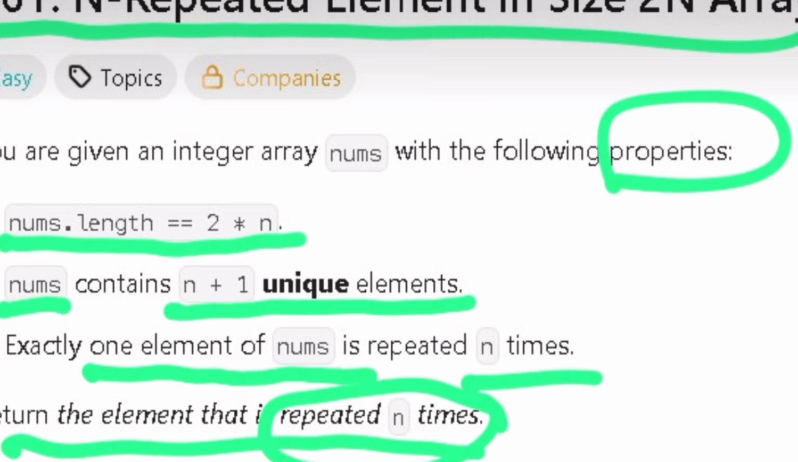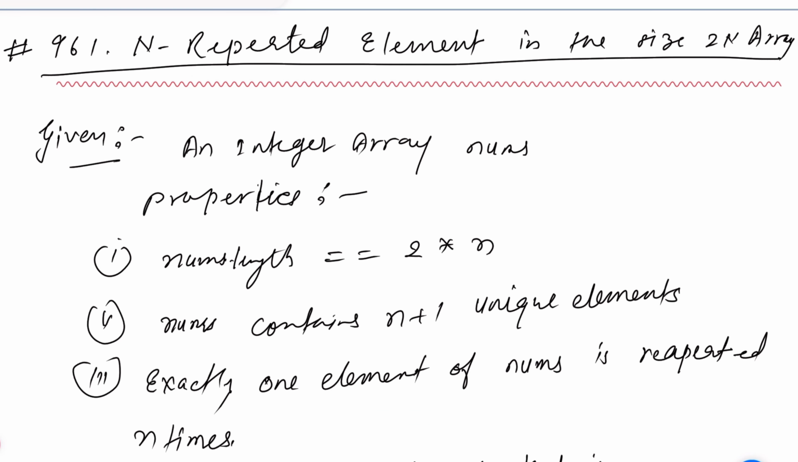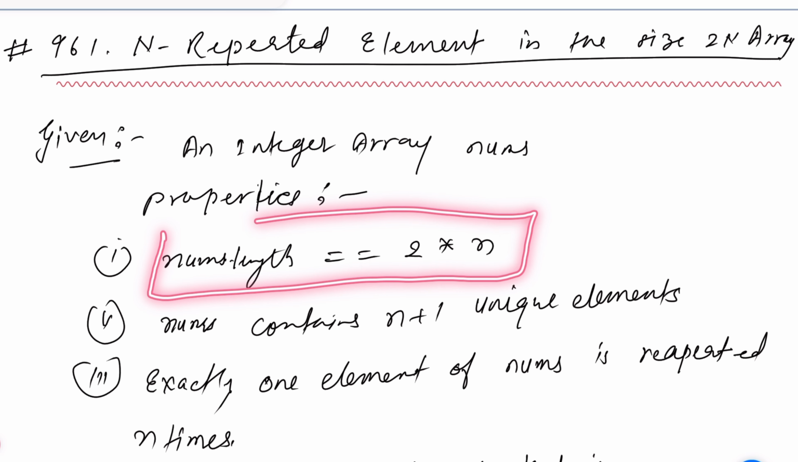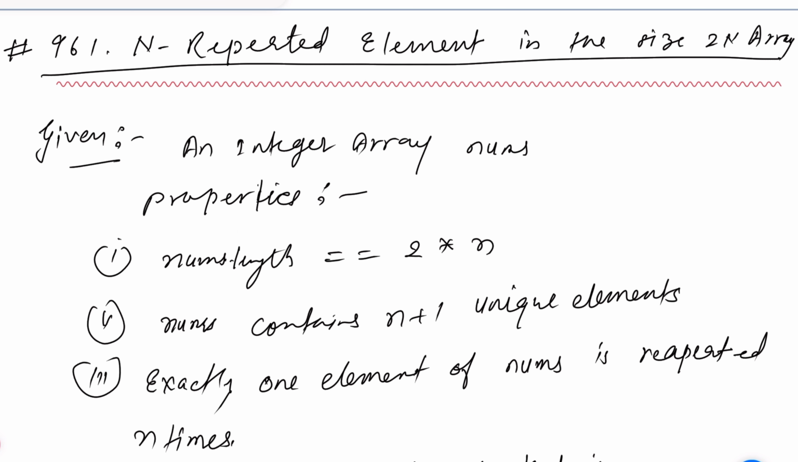So let's understand. Very first, this is LeetCode problem 961, N-Repeated Element in Size 2N, where we have given the nums array and its properties: nums.length is equal to 2 into n, nums contains n plus 1 unique elements, and exactly one element of nums is repeated, exactly one element, not more than 2 elements. So n times it is repeating, and our goal is to return that repeated element. Do not think that there can be more than one element.